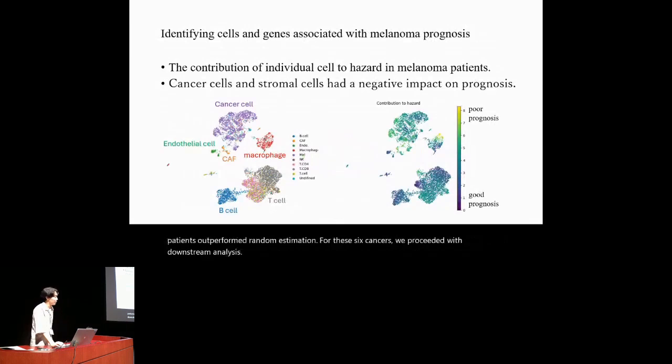We applied SC-Sub to the melanoma dataset. Using UMAP, these figures display cells in 2 dimensions. Each point represents a cell. Some cancer cells and stroma cells showed a large contribution to hazard, and this suggests that these cells have a negative impact on prognosis.